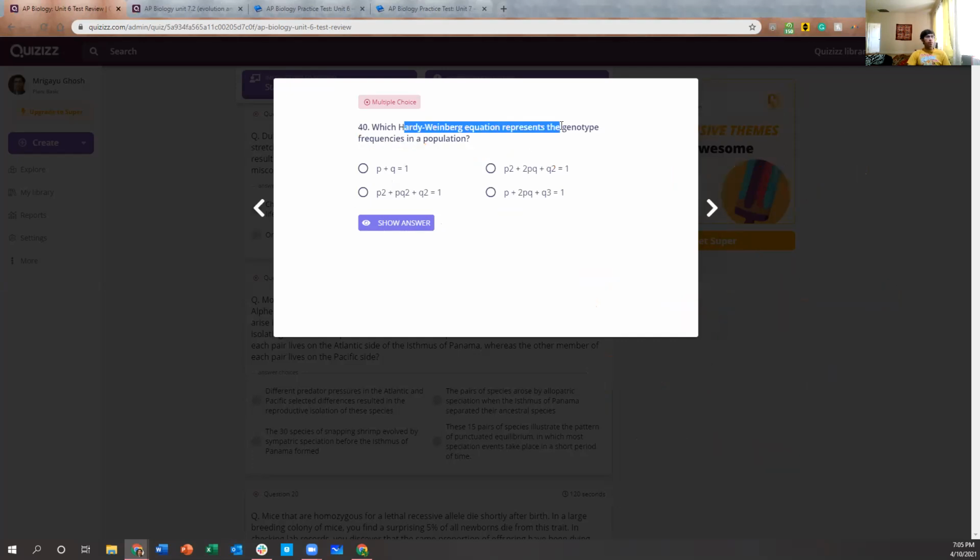Which Hardy-Weinberg equation represents the genotype? Remember, p plus q equals 1 is the allele frequency. Here we're asking for genotype frequency. So if you just square the equation, you'll get p squared plus 2pq plus q squared equals 1. That's it.